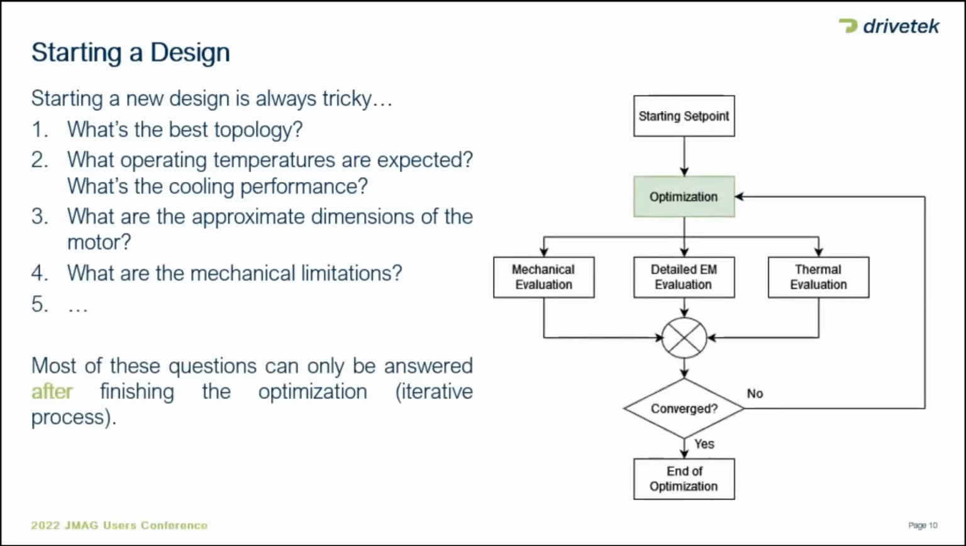So this results in a little bit of an iterative process. We have a starting set point, and we go into our optimization. If you have found a design which seems to be optimal for your current boundaries and current constraints, we do detailed evaluation in the mechanical domain, thermal domain, as well as of course, the electromagnetic domain, and we compile those results. After compiling those results, we can determine, is the optimization converged, or do we need another iteration? And usually this process is, as mentioned, very iterative and quite tedious.